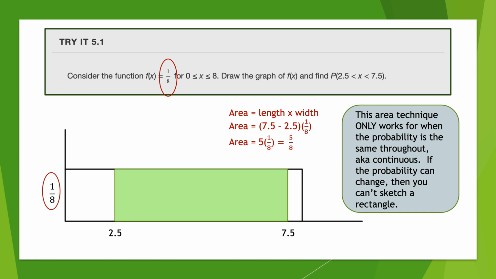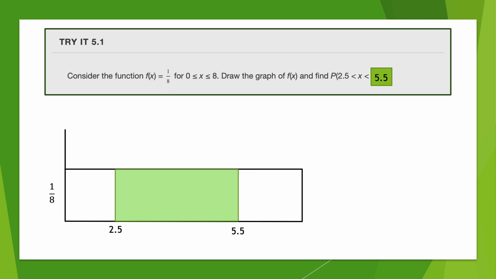This area technique only works for when the probability is the same throughout. That is to say, it's continuous, it's uniform. If the probability can change, then you can't go sketching a rectangle, because the probability that we mark on the side of the graph would go up or down if it changes, and then the figure is no longer a rectangle. Okay? All right, key point there: it only works because that probability is the same throughout, that it is uniform.